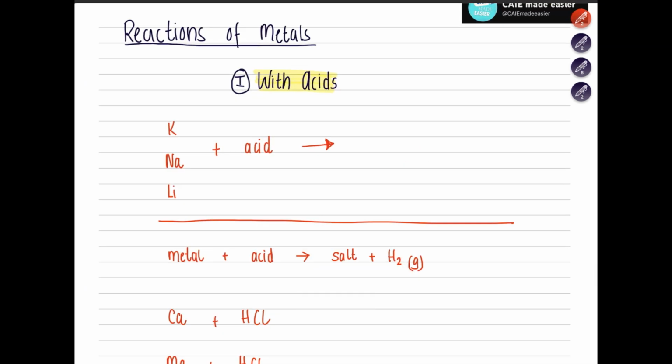Alright, now we'll study the reaction of metals with acid. Potassium, sodium and lithium are at the very top of the reactivity series. We do not react them with acid. Why not? Because they are so violent, and these types of reactions are dangerous to carry out. So potassium, sodium and lithium are not to be reacted with acids.